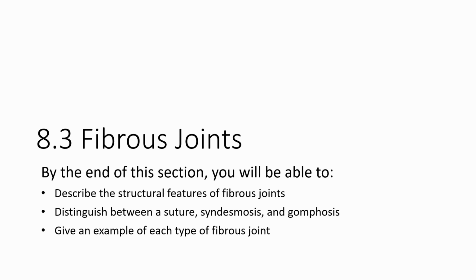So let's get into the three. We're going to spend some time talking about the different types of joints that fall in the three different categories we just went over. So let's get into fibrous joints first, where we're going to talk about some of the features found in fibrous joints. We're also going to talk about the different classifications, the different types of fibrous joints. In this case, the suture, the syndesmosis, and the gomphosis. And we're going to talk about some examples of each of those types.